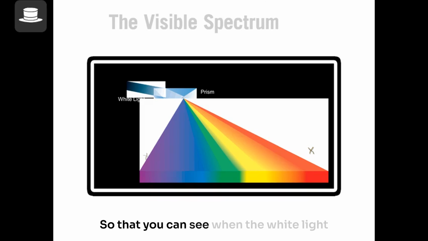You can see that when the white light goes through a prism. It's called the prism effect. You can see that it breaks down into its individual components, VIBGYOR: violet, indigo, blue, green, yellow, orange, and red.